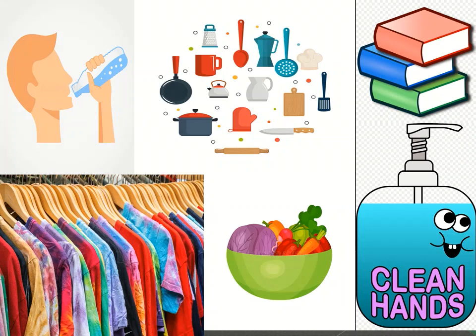Now clothes protect us from heat and cold. So this also has a use. Then vegetables, we eat vegetables when we are hungry. We cook them. Then here you can see hand wash. Hand wash kills the germs, means it cleans our hands. So here you can see each of the things is satisfying our need.